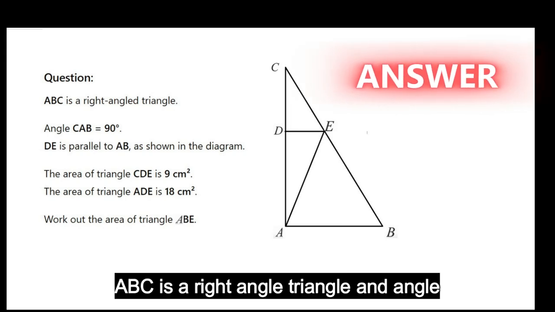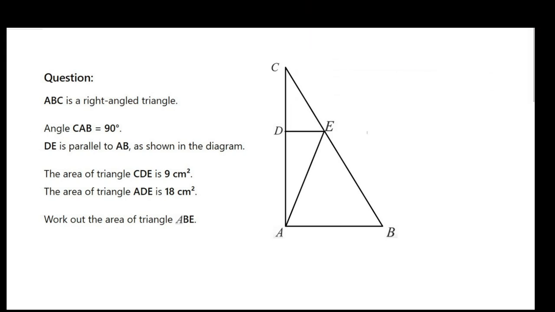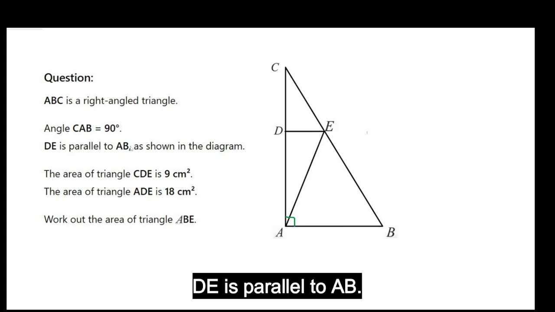ABC is a right angle triangle and angle CAB is 90 degrees. Okay, so that's very clear. Let's mark that. DE is parallel to AB. Okay, DE and AB are parallel.